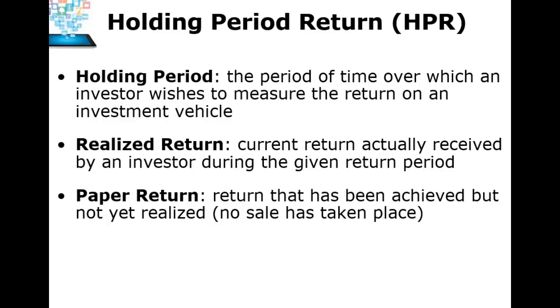A paper return is sort of like you own a stock. I bought Facebook at 35, it's now 60, so I have a $25 paper return. It's not realized until I actually sell my position in Facebook, then I have the realized return. But the paper return is the returns you have that are still able to change because you have not closed the positions. So no sale has taken place. So a lot of people can talk a big game about their paper returns, but it's really the realized returns at the end of the year that matter the most.